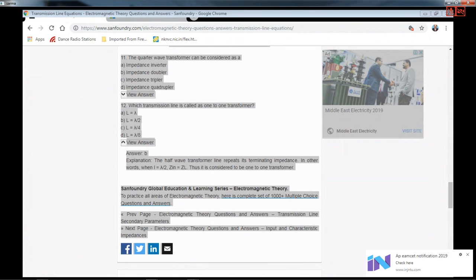So |Γ| is known from S, and θΓ is known from zm'. Then, taking these two, you can use the basic equation for the load to reflection coefficient relationship. ZL by R0 is equal to (1 + Γ) by (1 − Γ), where |Γ| is already measured through VSWR and θΓ is measured through zm'. So once these two are known, ZL by R0 can be calculated from (1 + Γ) by (1 − Γ). Γ is a complex quantity. Then, once we know the R0 of the given transmission line, we can find out the ZL value.